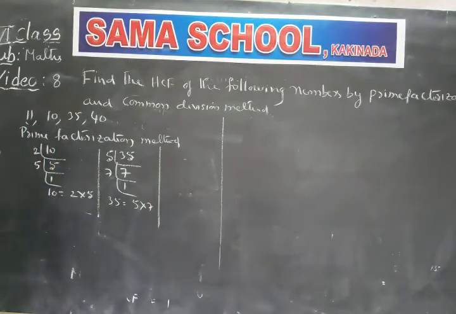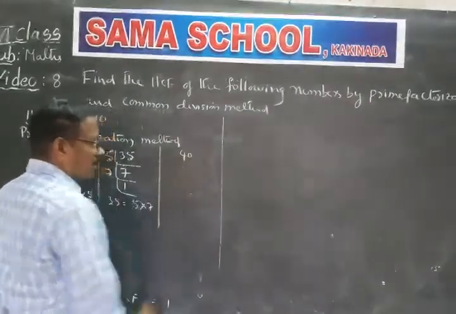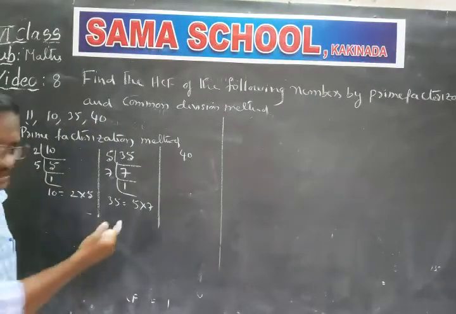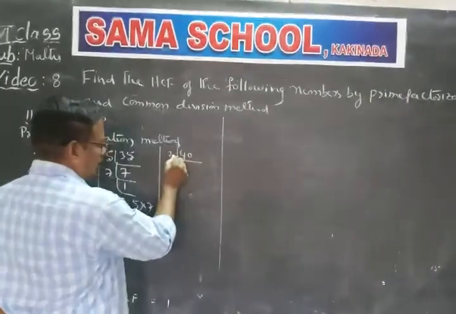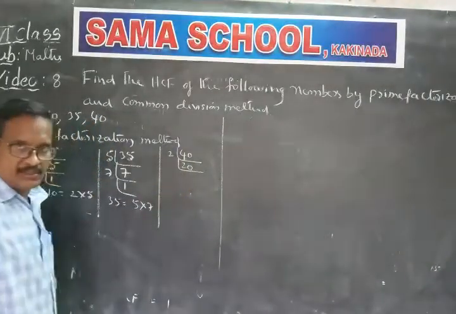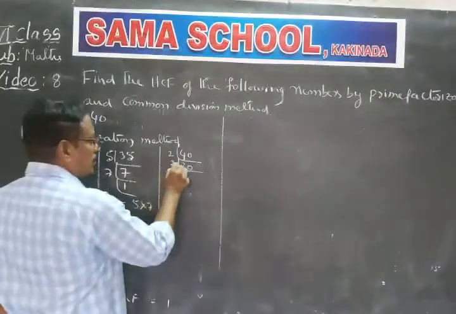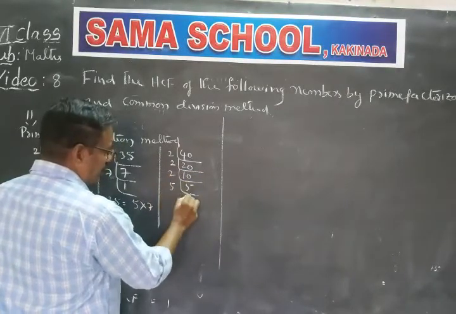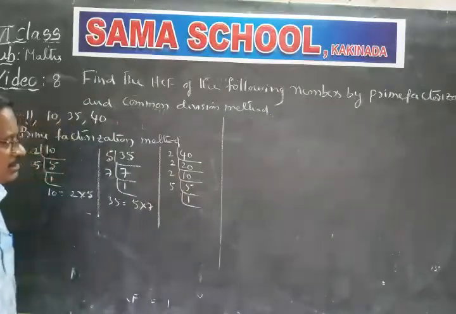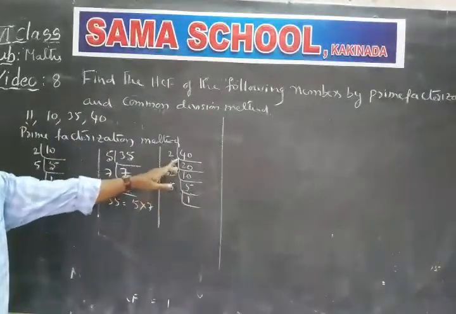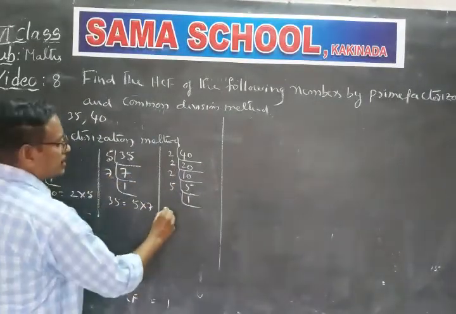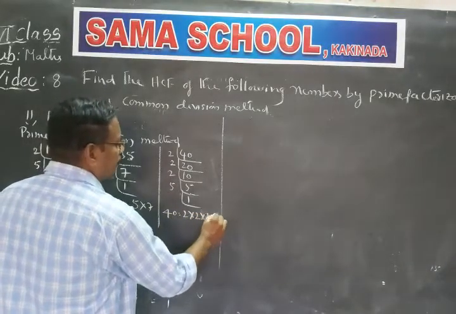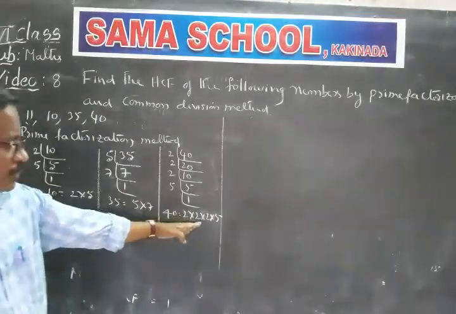The next number is 40, the third number. 2 is the least prime number. You take 2. 2 20s are 40. Again take 2, 2 10s are 20. 2 5s are 10. 5 1s are 5. These are the prime factorization. So 40 is equal to 2 into 2 into 2 into 5.